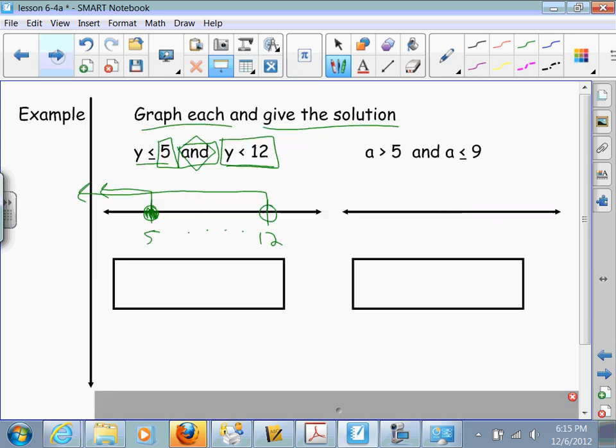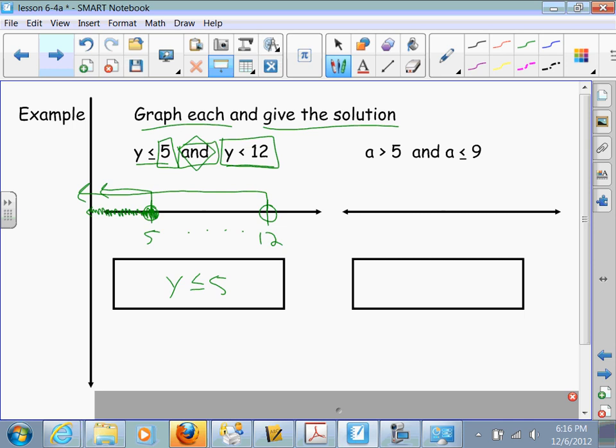So let's look. Where do these graphs overlap? My final solution, my final graph, is going to have a shaded line on the graph, and I'm shading the overlap. The overlap here is everything that is less than 5, including 5. So if I want to write the solution for this using the word and, my solution is y is less than or equal to 5, because that's what the overlap is. That's what the word and tells us to do.